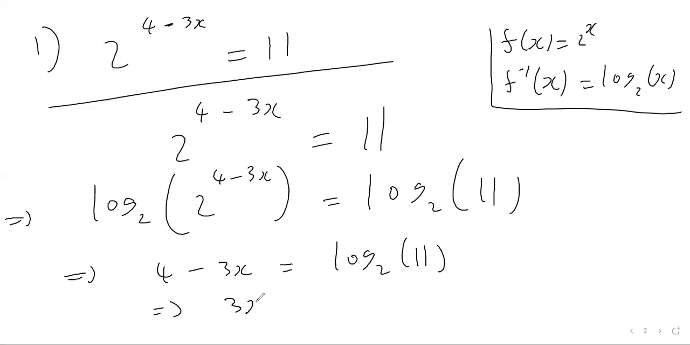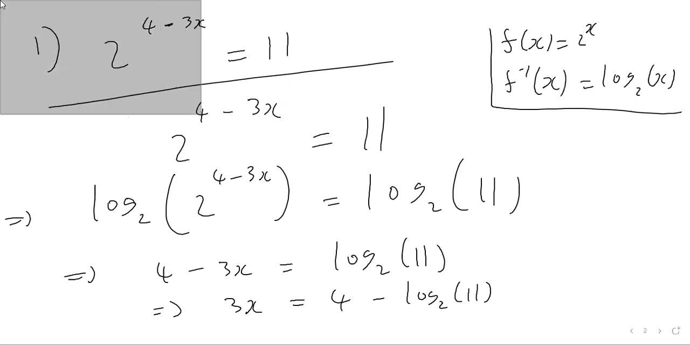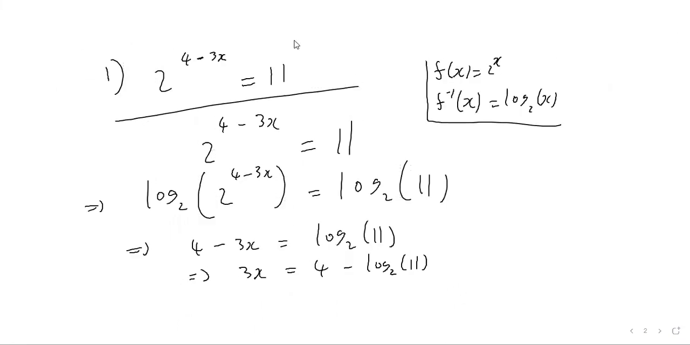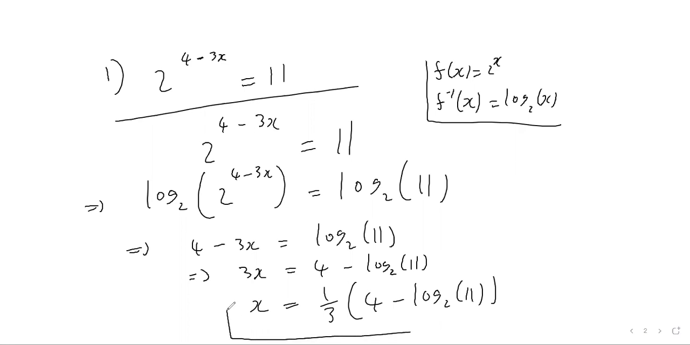So we can therefore say that 3x is equal to 4 take away log base 2 of 11, just by taking away the log base 2 and adding the 3x to both sides. And then finally, just divide by 3 to get our final answer. You will get that x is equal to 1 over 3 times 4 take away log base 2 of 11, or 4 take away log base 2 of 11 divided by 3. That's going to be your answer there.